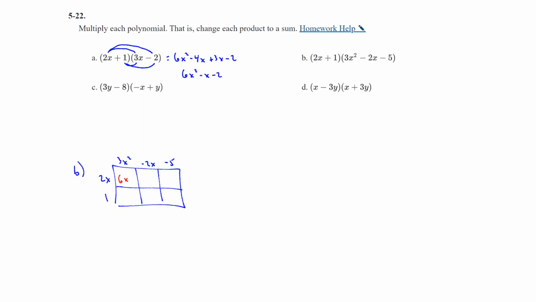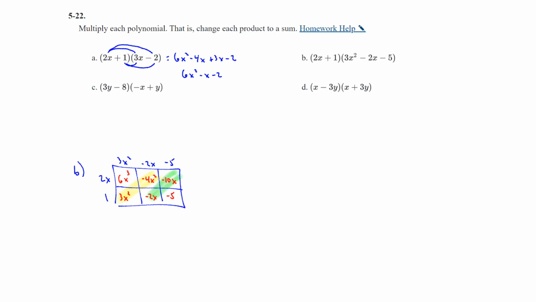So this is 6x cubed. Then you have minus 4x squared, and then minus 10x. And then when you multiply them by 1, 3x squared minus 2x minus 5. And then we just combine our like terms. And so when we look for this, you might see some things. We have these two are like terms, and then these two are also like terms.